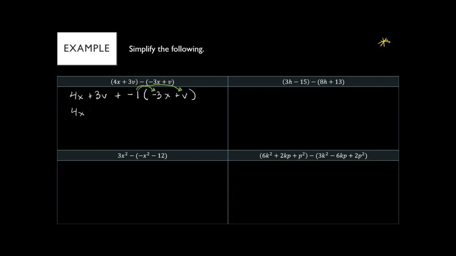So I have 4x plus 3v plus, and then negative 1 times negative 3x is a positive 3x. And then a negative 1 times v is a negative 1v. So essentially what happens when you're subtracting a polynomial is that the signs change inside the polynomial. So instead of a negative 3x, it became a positive 3x. And instead of a plus v, it became a minus v. So the signs are changing when you're subtracting.